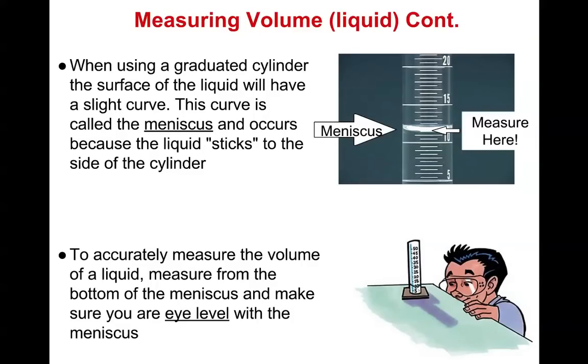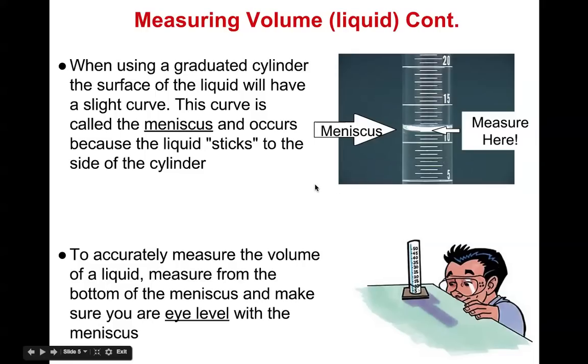When you measure a volume of a liquid in a graduated cylinder, the liquid has a curve in it. And what we're going to be measuring a lot of is water. Water has the property that it tends to be sticky, so it will stick to the side. As a result, you get a slight curve. That curve is called a meniscus.